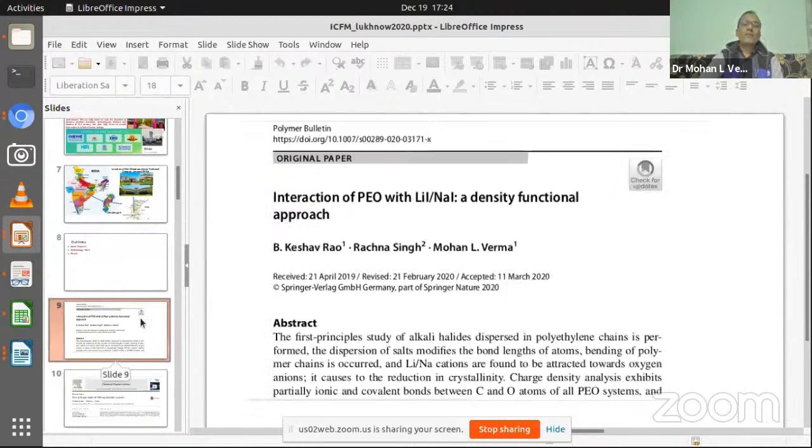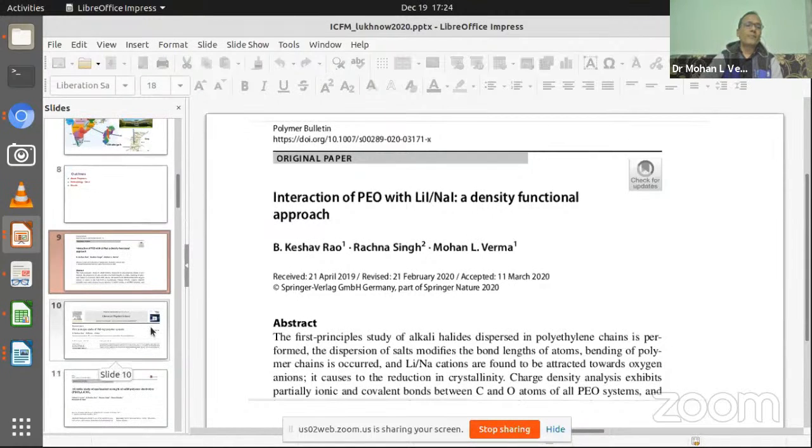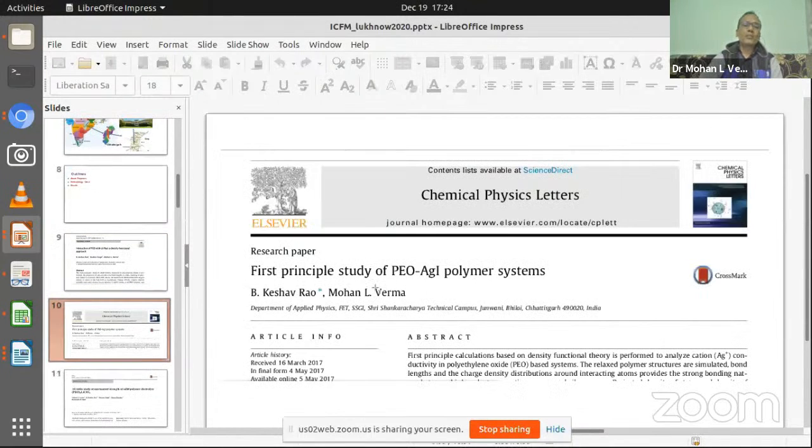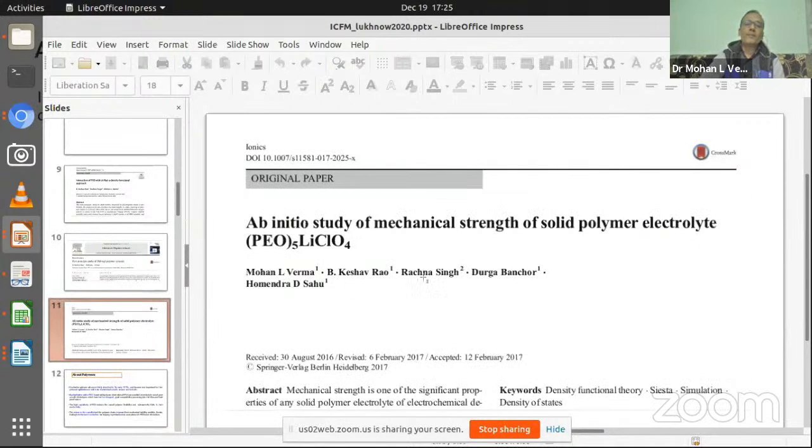I will include some results from this paper, published in Polymer Bulletin, on the interaction of PU with lithium iodide and sodium iodide. This is a purely density functional based approach. Then I will also include some part of this PU silver iodide polymer system. The main focus will be the mechanical strength of solid polymer electrolytes. The example I will include is PU5 with lithium perchlorate salt.